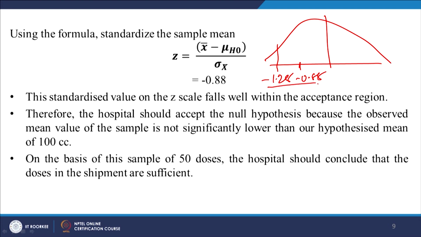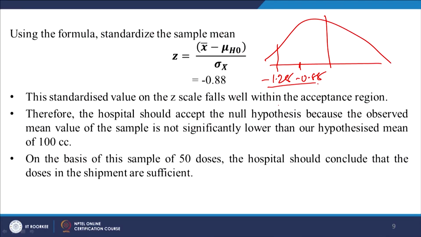On the basis of this you can say that we cannot reject the null hypothesis. Some people also say we accept the null hypothesis. This standardized value on the z scale falls well within the acceptance region. Therefore, the hospital should accept, or again I am repeating, we should never say accept, we should always say we should not reject. This is normally used, but in any paper, publication or thesis, you should write that it is not rejected.